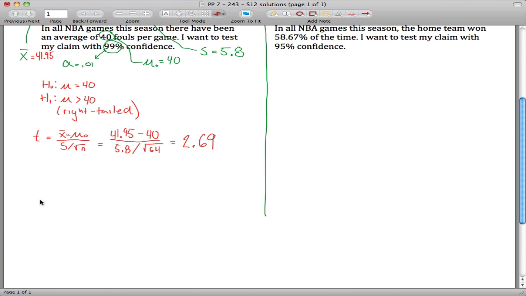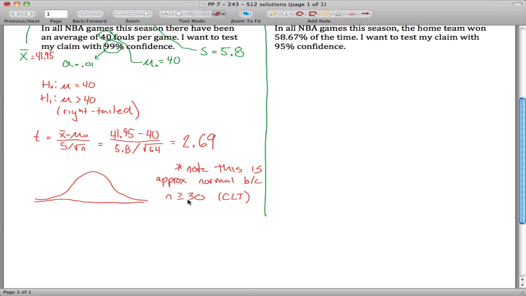Moving on to the next step, we're going to draw our sampling distribution. I'm going to draw it approximately normal, although that's a pretty bad picture. Let's try again. A little better. Draw it approximately normal. Why can you draw it approximately normal? Maybe note this is approximately normal because n is greater than or equal to 30. And in this case it is 64, which is definitely bigger than 30. So our central limit theorem tells us that this will be approximately normal.